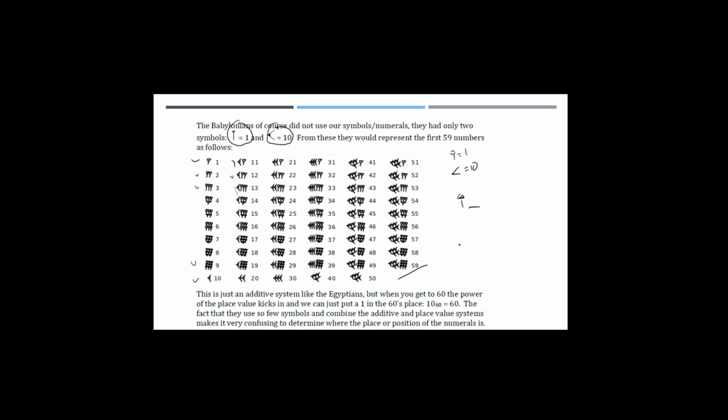They did not have 0. And being that they didn't have 0, that caused a lot of problems. So basically, it's just an additive system like the Egyptians, except when you get to 60. So you could use 1 0 in place of 60, but they didn't have a 0. So that's what they had to do. It's the Babylonians.